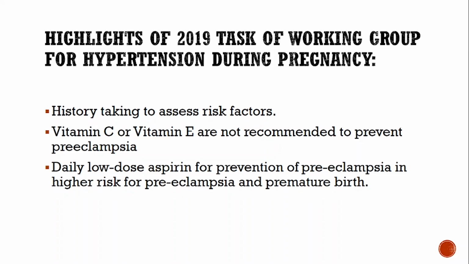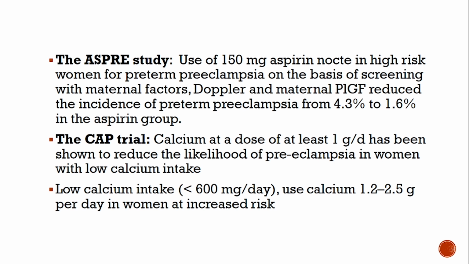Some of the highlights of the 2019 Task Force Working Group for Hypertension during pregnancy recommended that you must take history to assess risk. Vitamin C and E are not recommended to prevent preeclampsia. They recommended that daily low-dose aspirin for prevention of preeclampsia in higher-risk women and premature birth is recommended. Studies have shown that 150 milligrams of aspirin given at night in high-risk women for preterm preeclampsia, on the basis of screening with maternal factors, Doppler studies, and maternal placental growth factors, can reduce the incidence of preterm preeclampsia from 4.3% to 1.6% in the aspirin group.